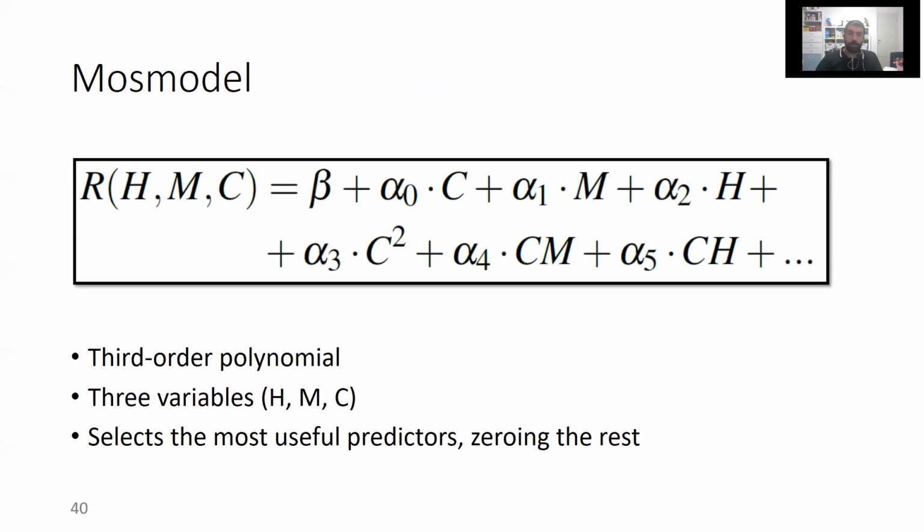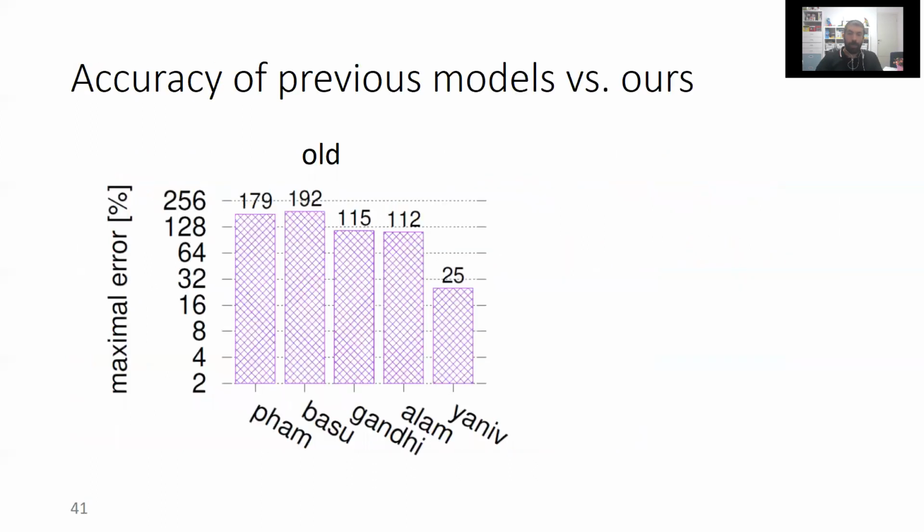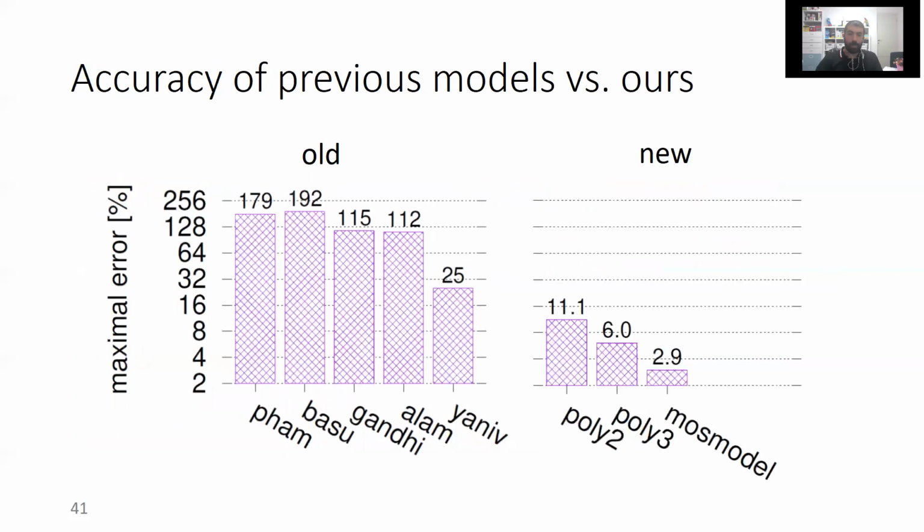To summarize, Mosmodel is a new polynomial runtime model of degree 3, which takes 3 variables, H, M, and C. This model has 20 coefficients, which makes it prone to overfitting. So we use the lasso regularization method to choose only the most useful coefficients and zero the rest. We additionally generate enough samples with Mosalloc to ensure no overfitting occurs. We validated Mosmodel in the same way as the previous models and found that Mosmodel succeeds to bound the maximal relative error below 3%. Note that Mosmodel also performs better than the second and third degree polynomial models.